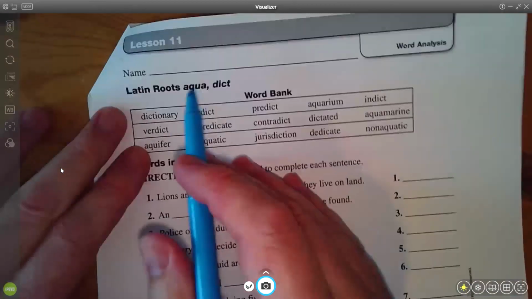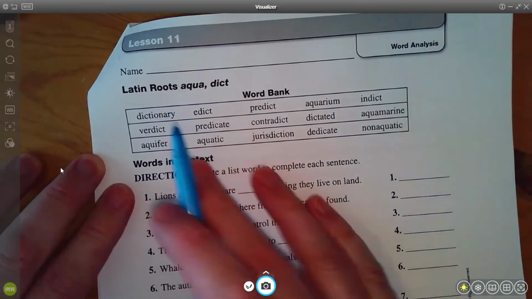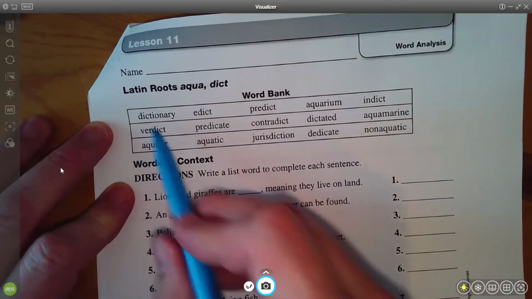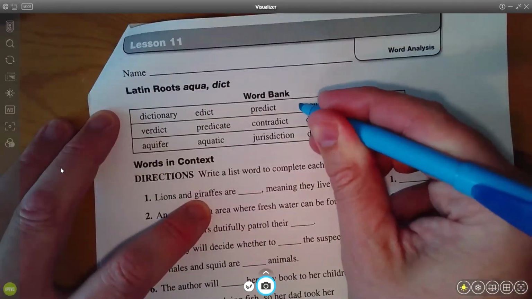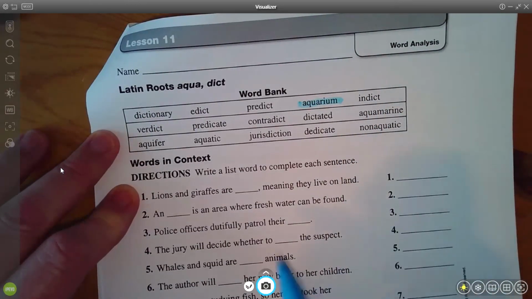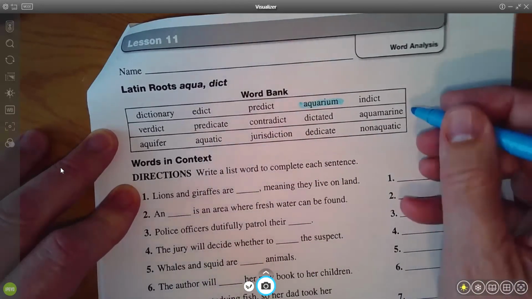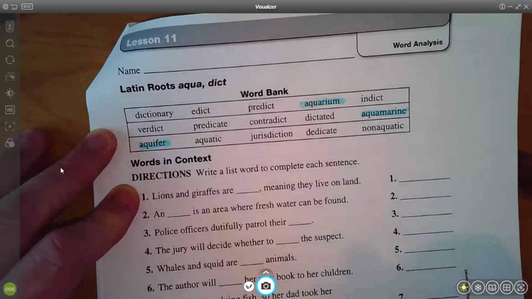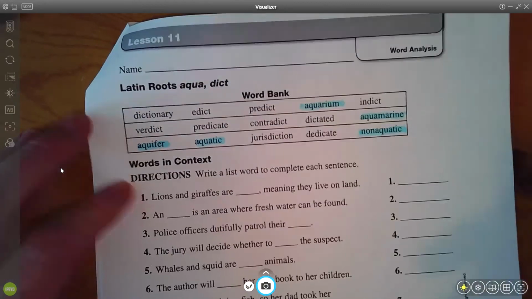So in this case, aqua means, as we can probably imagine, water or having to do with water. So I've got a blue highlighter. I'm just going to go through as I read these and highlight all the water ones. Dictionary, edict, predict, aquarium. This one's tricky. I'll come back to this one. This one's indict. Doesn't sound like indict or doesn't look like indict, but it is. Verdict, predicate, contradict, dictated, aquamarine. There's my aqua. Aquifer, aquatic, jurisdiction, dedicate, non-aquatic.